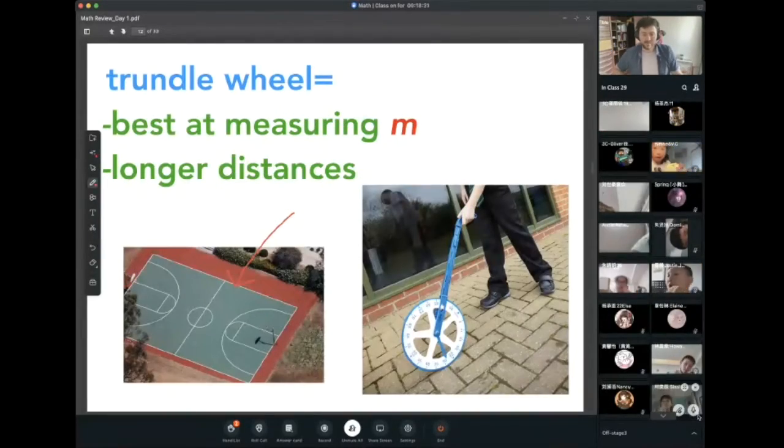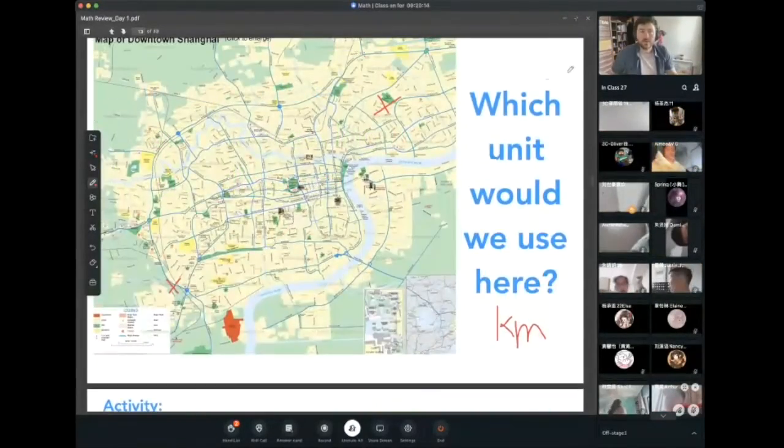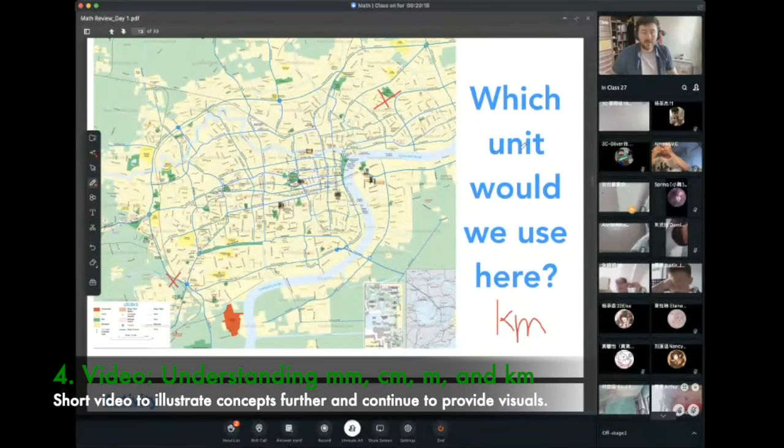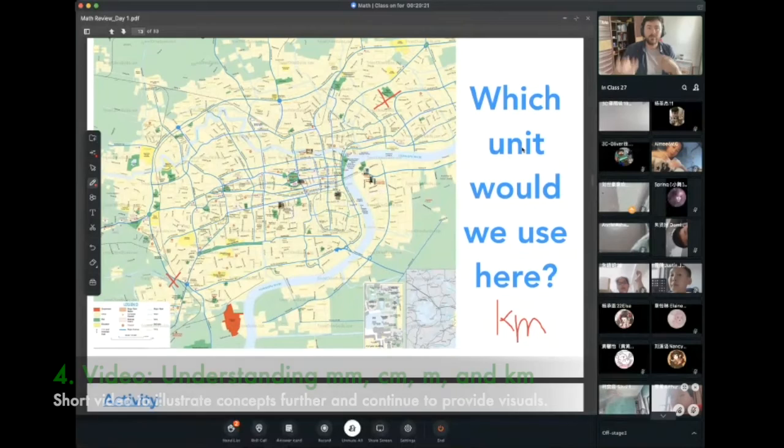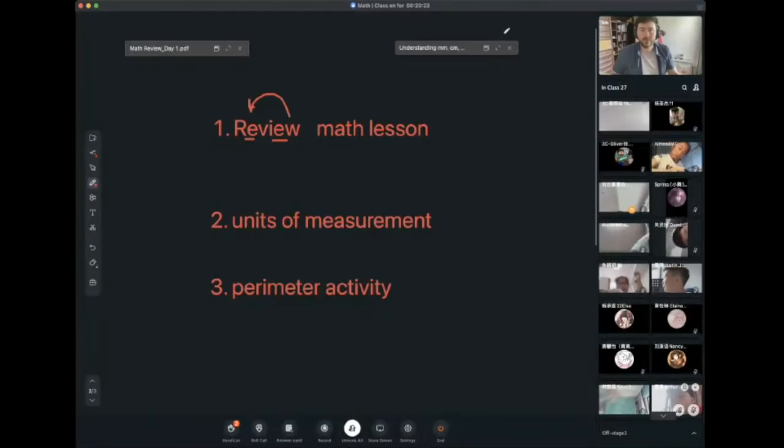Okay, so let's watch part of a video and then we're going to do a little activity where we vote either A or B. So let's watch a video just for a little bit.